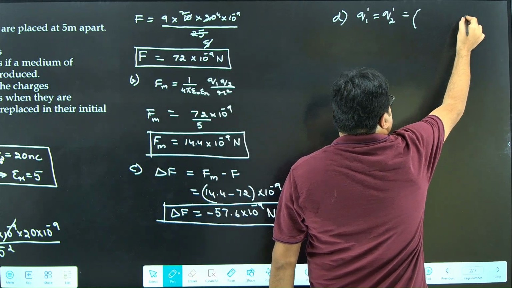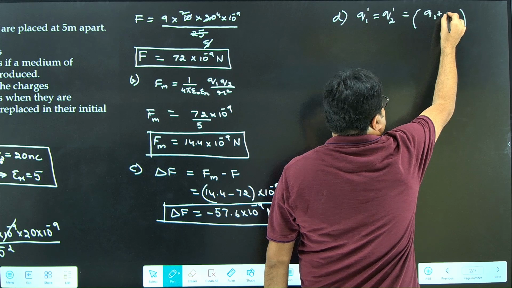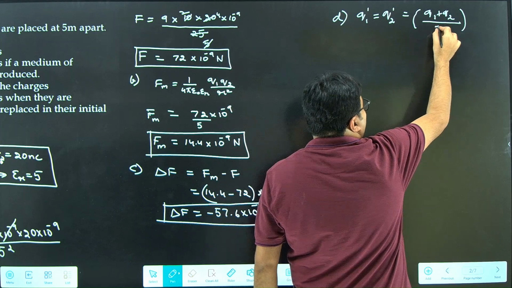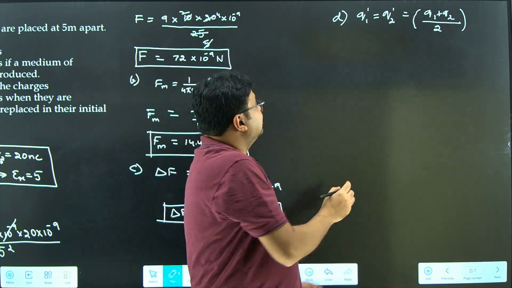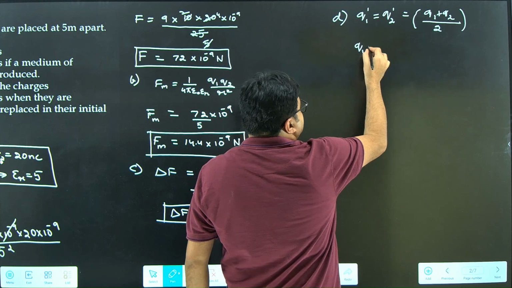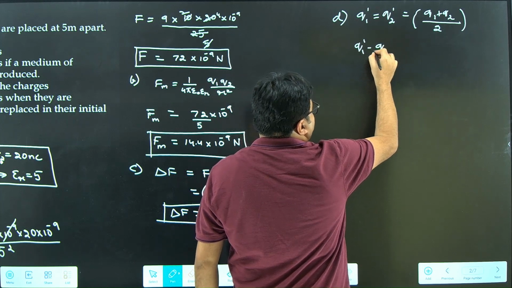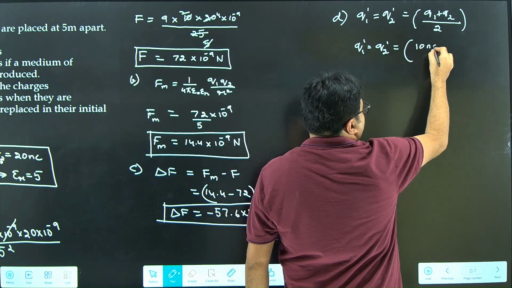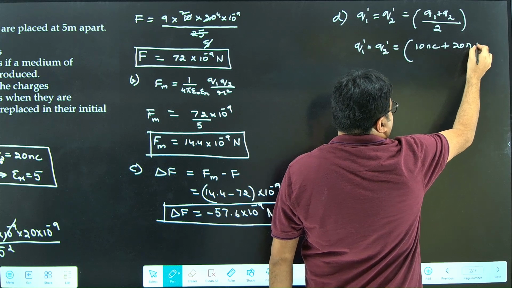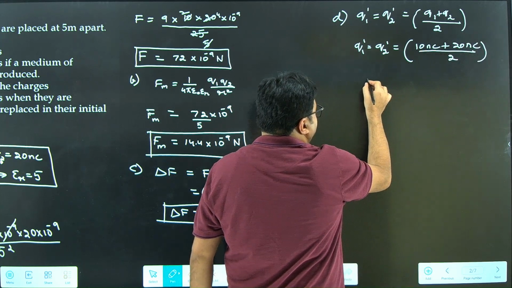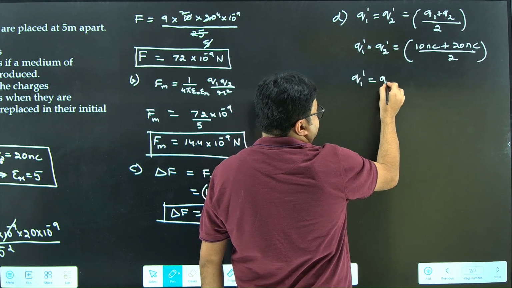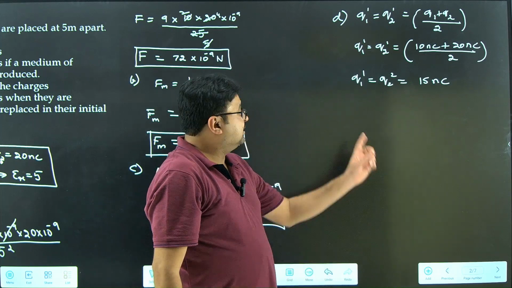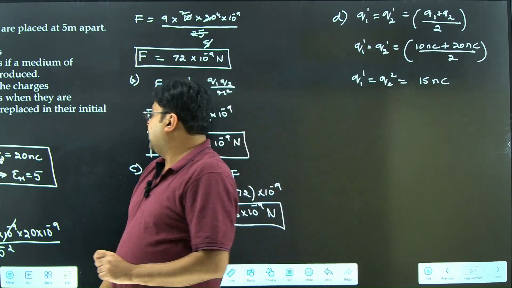And how do you do that? The total charge, my dear friends, is the sum of the charges, in the first case that would be q1 plus q2, divided by 2, that divides the charge equally. So initially, the charges were such that q1 dash equals q2 dash equals, initially this was 10 nanocoulomb plus 20 nanocoulomb, divided by 2, giving you q1 dash equal to q2 dash, giving you 15 nanocoulomb. That is the charge on each of those spheres here.